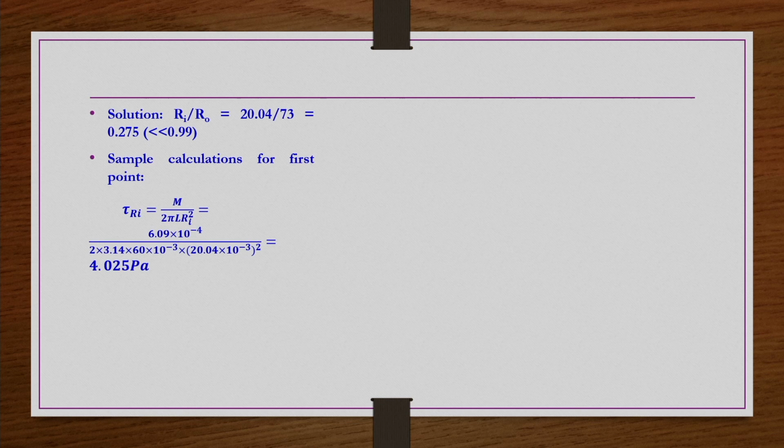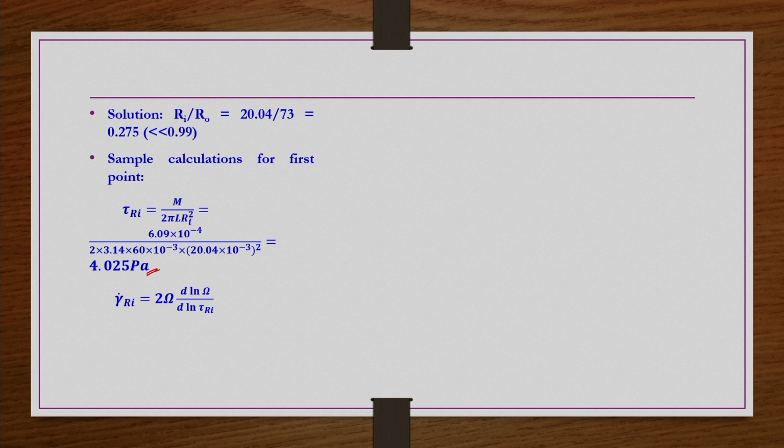Sample calculations. Shear stress τ_Ri is equal to M by 2πL Ri squared, this we know. For the first data point, M is given as 6.09 × 10^-4 Newton meters, L is 60 mm, and Ri is 20.04 mm. When you substitute these numbers and simplify, you get τ_Ri of 4.025 pascals. So, for this K value of 0.275, the appropriate equation for shear rate is 2ω multiplied by d ln ω by d ln τ_Ri.